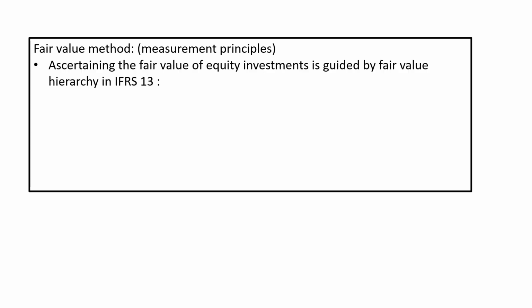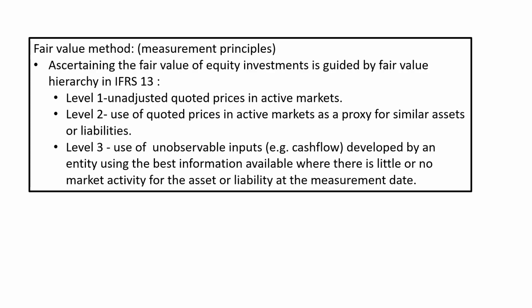In this slide, we will have a quick preview of the fair value measurement principles. IFRS 13 sets out a fair value hierarchy, how to determine fair value of an asset or liability. As you can see from the slides, there are 3 levels, level 1, level 2, and level 3. If the equity investment represents quoted investments, then level 1 hierarchy should be used. Level 1 is unadjusted quoted prices in active markets.